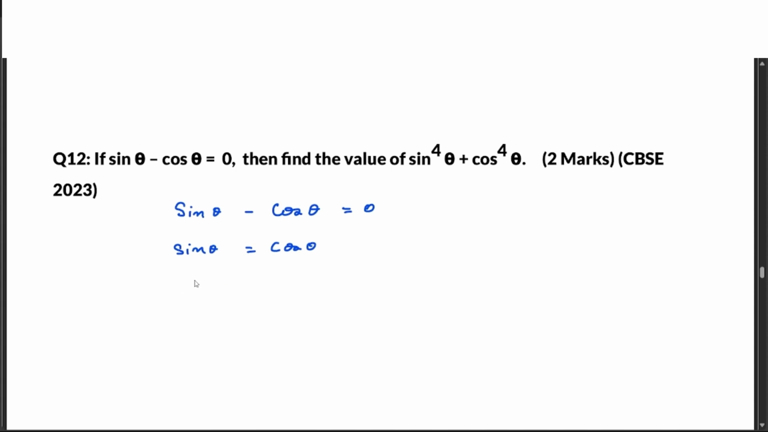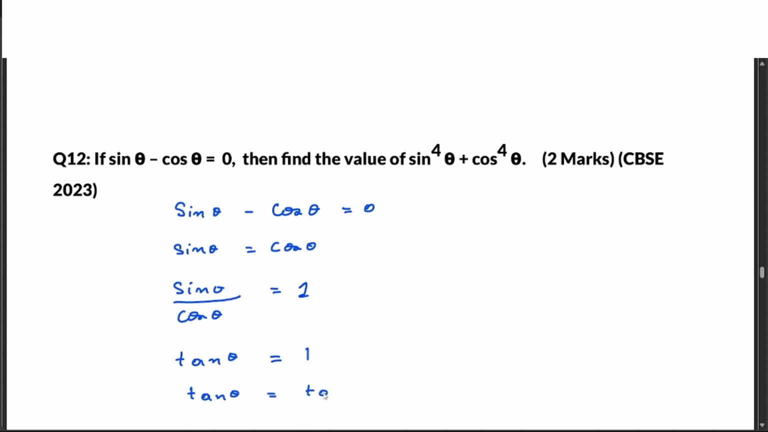Based on that we can bring sin theta over cos theta is equal to 1. And you know that tan theta is equal to how much? You will get 1. So tan theta value is coming 1 at which degree? 45 degrees.